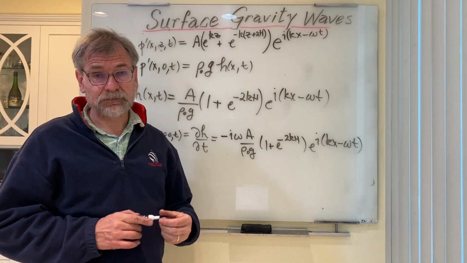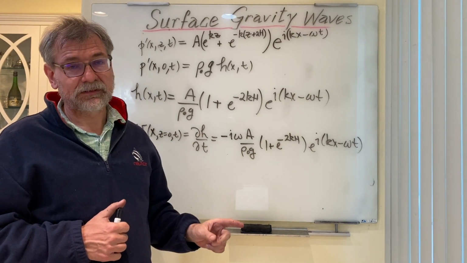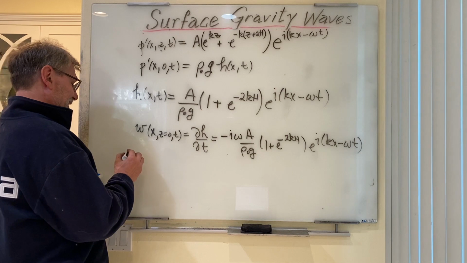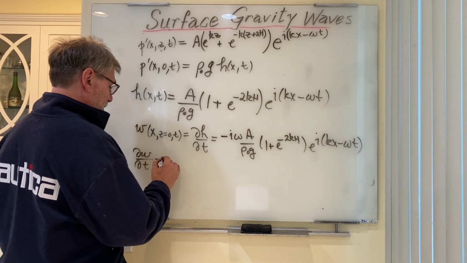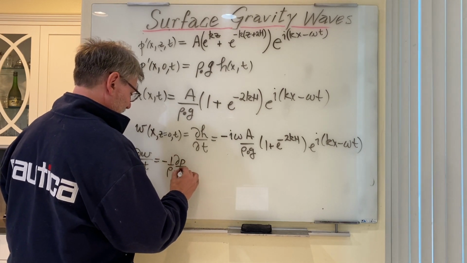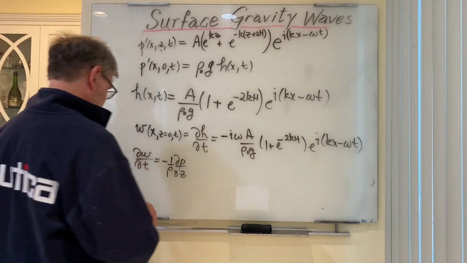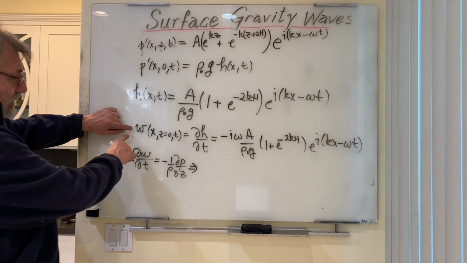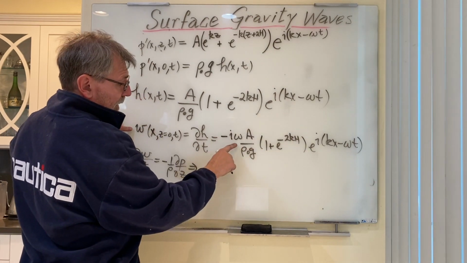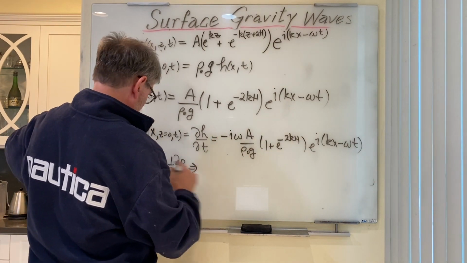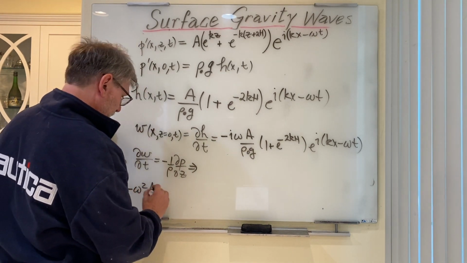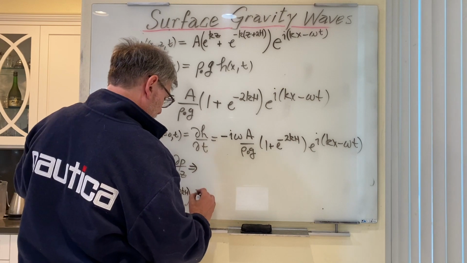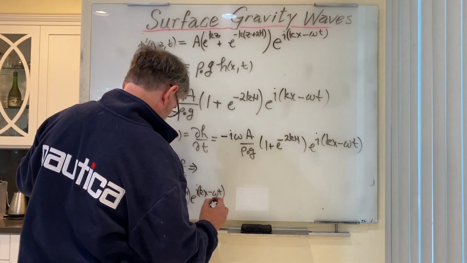Now I could go to the dynamic condition that dw dt is minus 1 over rho dp dz. This condition at z equals 0, what does this give me? Well, dw dt is like taking another time derivative of this thing, which will multiply by another minus i omega, which will give me a minus omega squared. So this side will be minus omega squared a over rho naught g times 1 plus e to the minus 2kh, times e to the i kx minus omega t. All right, that's dw dt.